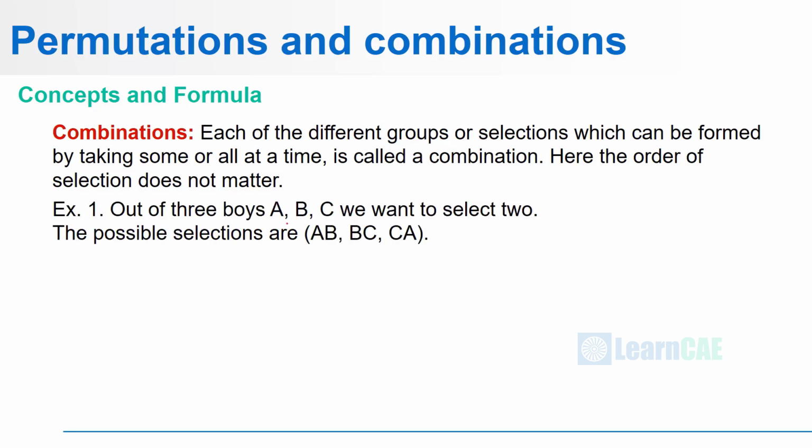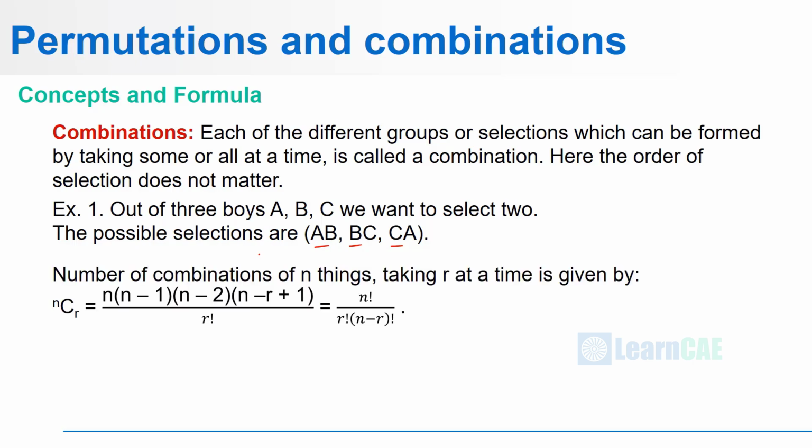Example, out of 3 boys A, B and C, if you want to select 2, the possible selections are AB, BC and CA. Here AB is equal to BA, therefore only 3 possible combinations are possible out of the given 3 boys. Next, the formula for combinations.